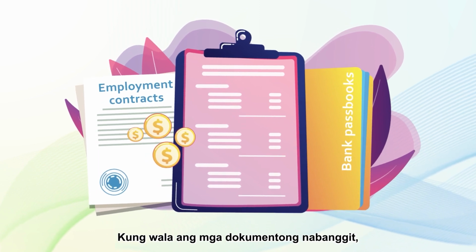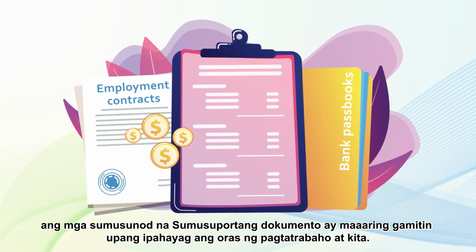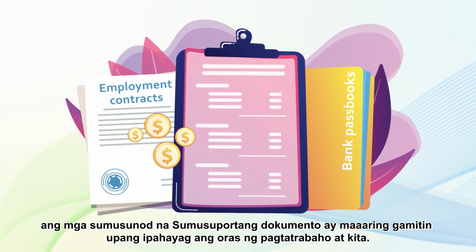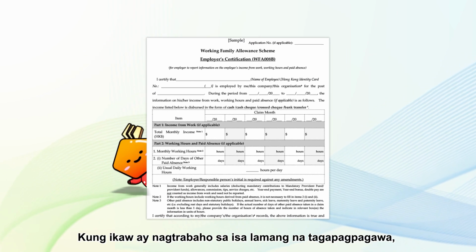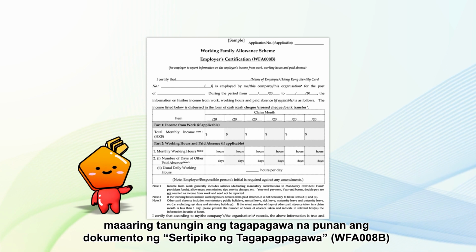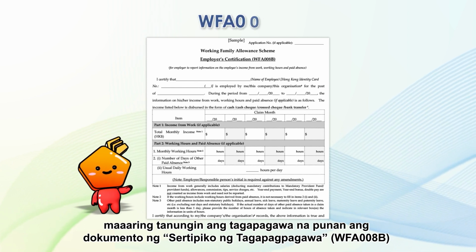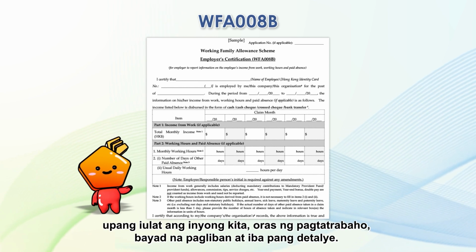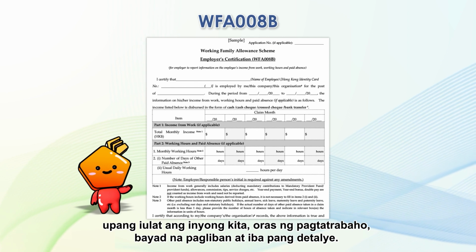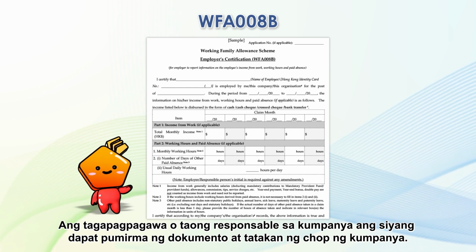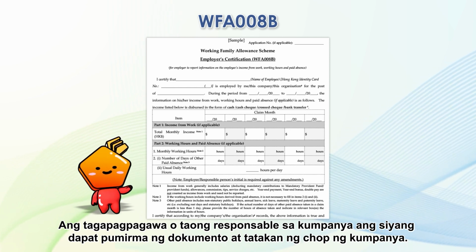If you do not have the documents just mentioned, the following DUFA supplementary forms can be used to declare working hours and income. If you are employed by a fixed employer, you may ask your employer to fill in the Employer's Certification WFA 008B form to report your income, working hours, paid absence, and other information. The employer or the company's responsible person must sign the form and stamp it with the company CHOP.